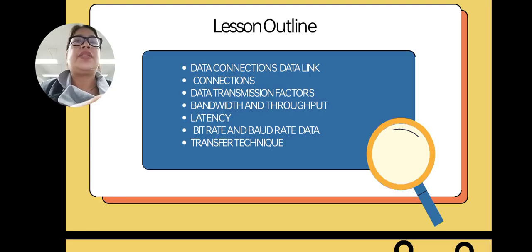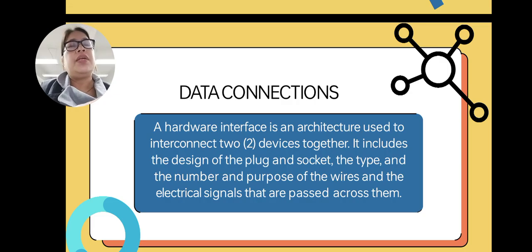So, my lesson outline is data connections, data links, data transmission factors, bandwidth and throughput, latency, then bit rate and baud rate, and data transfer technique. Okay, the data connection is the hardware interface, an architecture used to interconnect two devices together. It includes the design, the plug and the socket, the type, number and purpose of the wires, and the electrical signals that are passed across them.